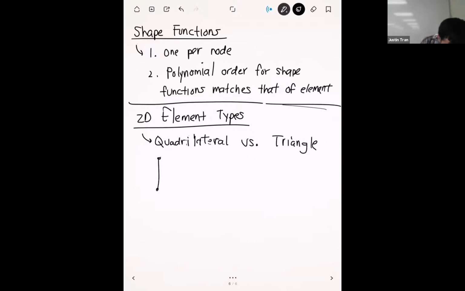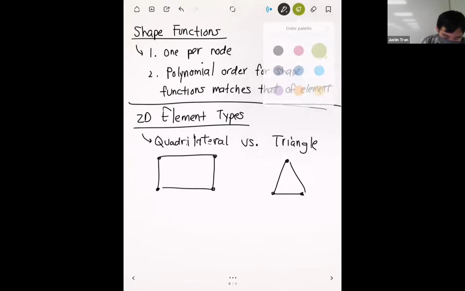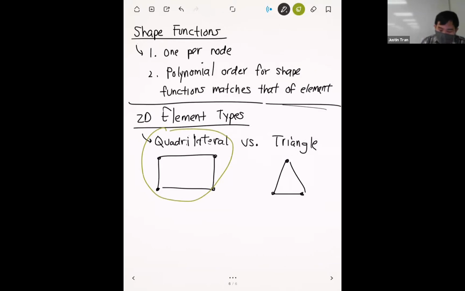A quadrilateral is a 4-noded shape, and a triangle, of course, is a 3-sided shape. Both of these shapes have a linear version and a quadratic version. We're going to go through each and every single one, and talk about what the approximating polynomial looks like, what the shape functions look like, and how to solve for each of them. Let's start with the quadrilateral, because it's a little bit more balanced than the triangle one. So let's start with the linear quadrilateral.